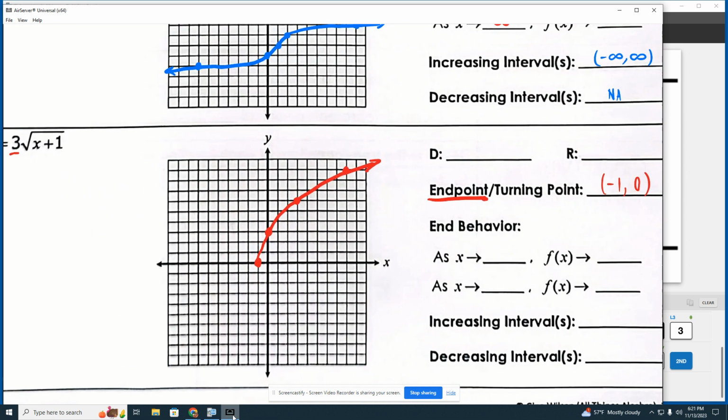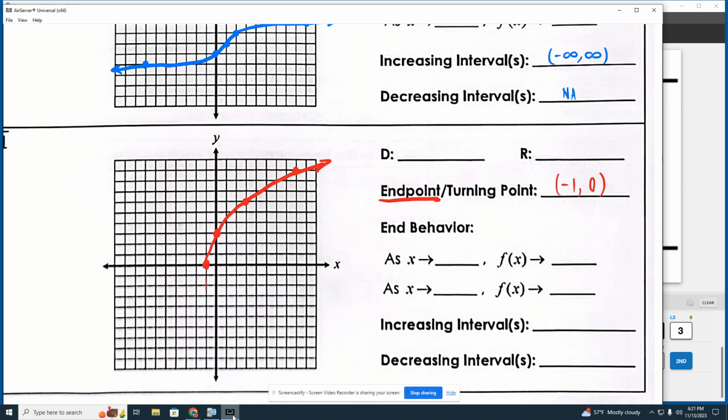So let's talk about domain. What's the x value right here that it cannot go past? -1. Now, it can go right forever. So your domain is from -1 to infinity. Okay, now let's reverse that. What's the y value it cannot go past? Well, it cannot go past 0. It can go up forever, so it can go towards infinity, but it cannot go past 0. So there you have it. There's your domain and your range.